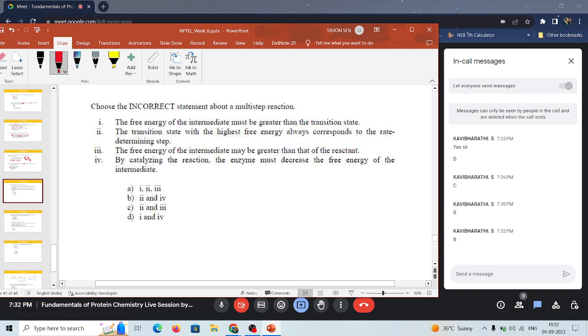The free energy of the intermediate must be greater than the transition state. The transition state with the highest free energy always corresponds to the rate determining step. The free energy of the intermediate may be greater than that of the reactant. By catalyzing the reaction, the enzyme must decrease the free energy of the intermediate. So which of the options are incorrect over here?